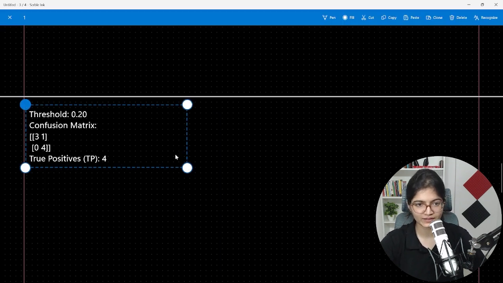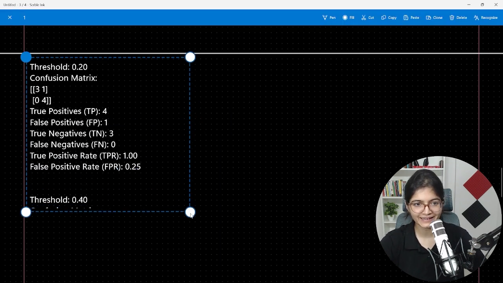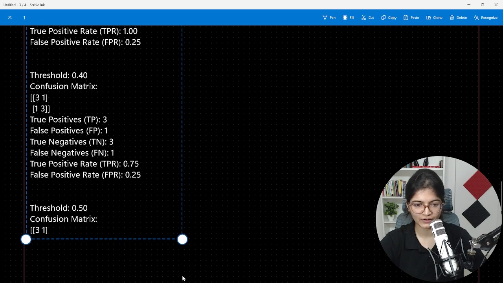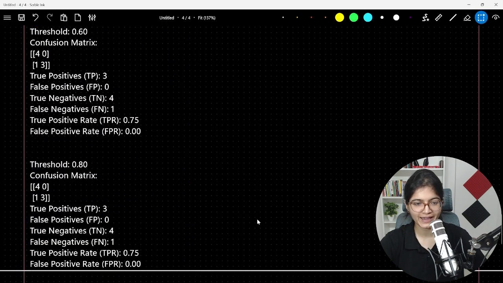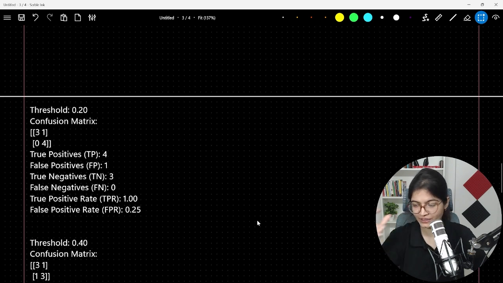Here you can note that with respect to every different threshold, our confusion matrix varies. I hope you have observed this part, right? With respect to every specific threshold, we have a different confusion matrix. Now let's try to understand this confusion matrix.